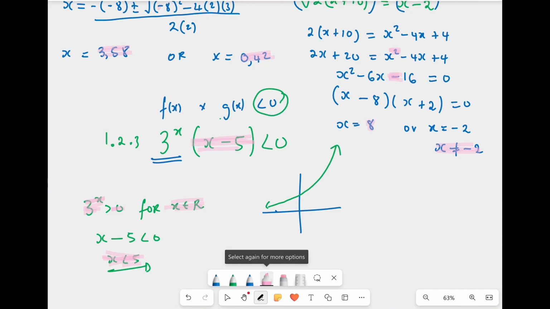And then let me move to the next question, which is 1.3 simultaneous equation.